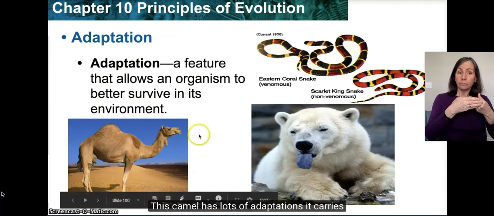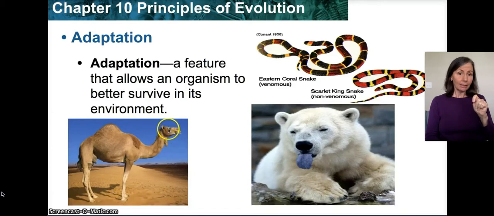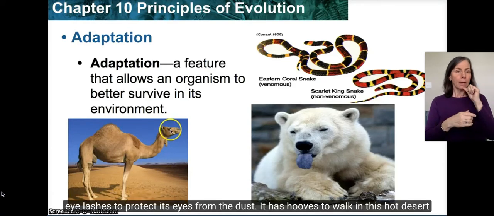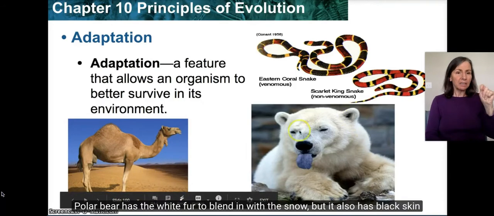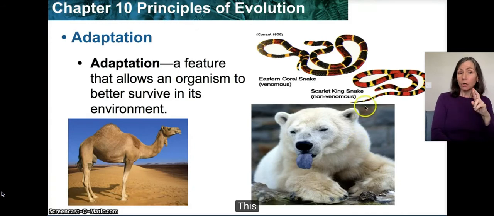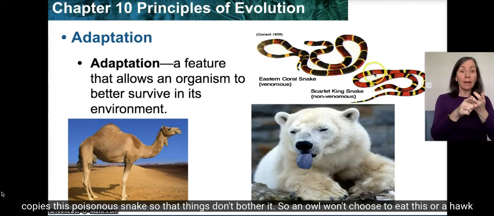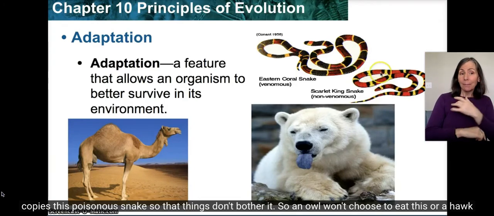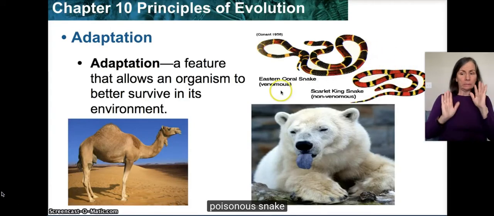This camel has lots of adaptations. It carries water, really just fat, in its hump so that it doesn't have to drink for a while. It has long eyelashes to protect its eyes from the dust. It has hooves to walk in this hot desert. Polar bear has white fur to blend in with the snow, but it also has black skin to absorb heat to stay warm. This snake copies this poisonous snake so that things don't bother it. So an owl won't choose to eat this, or a hawk, because it looks like a venomous, poisonous snake.